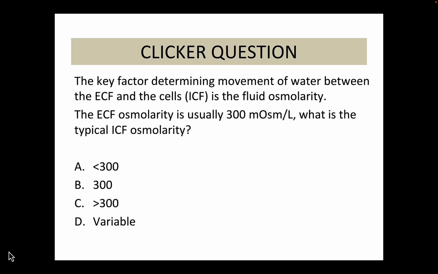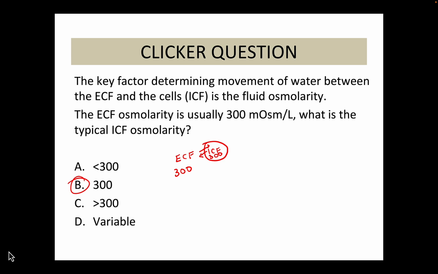Now, clicker question. The key factor determining movement of water between the ECF and the ICF inside of our cells is the osmolarity, because water moves by osmosis. If the ECF is usually kept around 300 milliosmoles, what's the typical ICF osmolarity? The answer here is it's the same, it's 300. Now we keep the osmolarity of the ICF and ECF the same so that there's no net water flow. So water goes in and out at about the same rate.